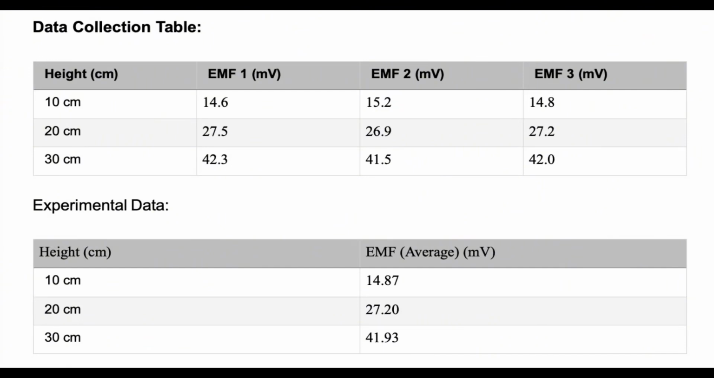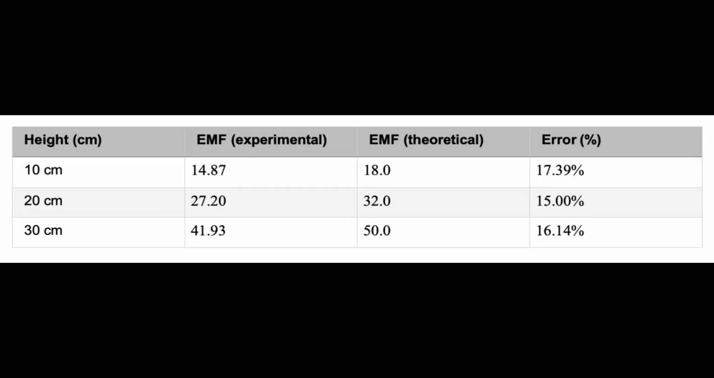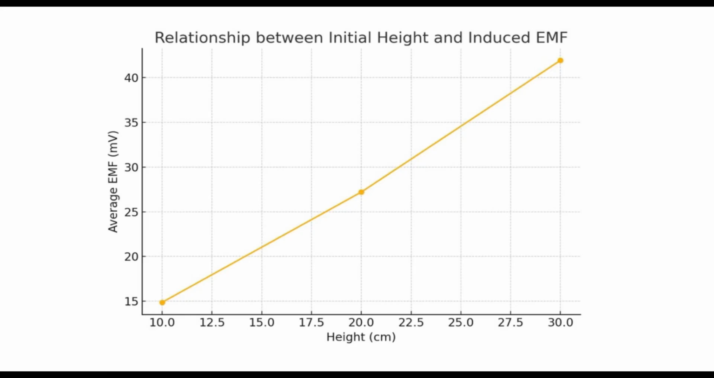After doing these experiments, I collect the EMF data in this table, and in the second table you can see the average EMF values. And in here you can see the error percentages that I found by using the experimental and theoretical EMF values. And here is the table that shows the relationship between initial height and induced EMF. The induced EMF increases as the initial height increases, according to Faraday's law.